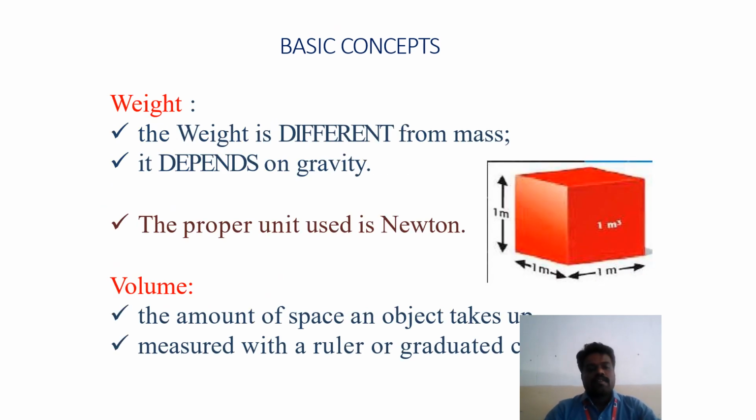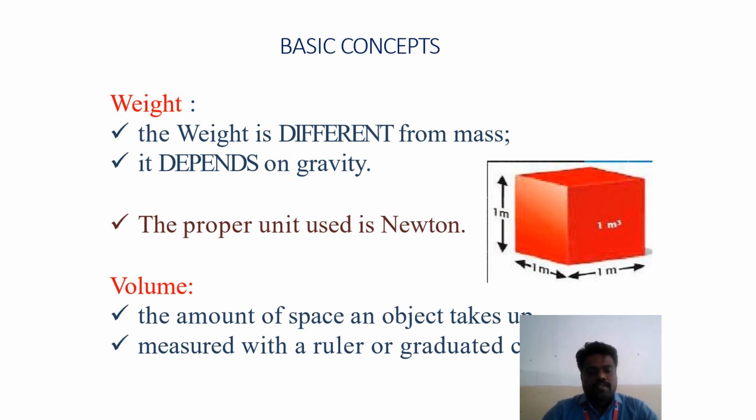Next is weight. We should know the main difference between mass and weight. The weight is different from mass. It depends on the gravity. When gravity acts on a particular body, that is known as weight. The proper unit of weight is the Newton.